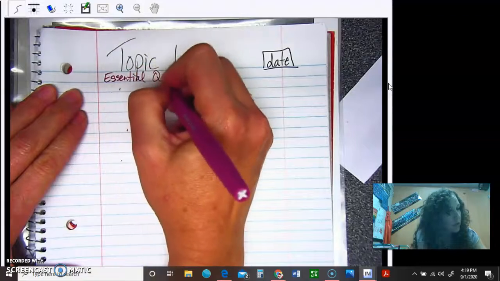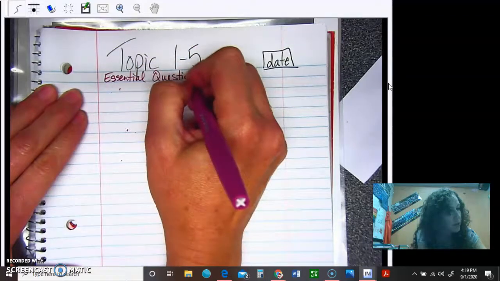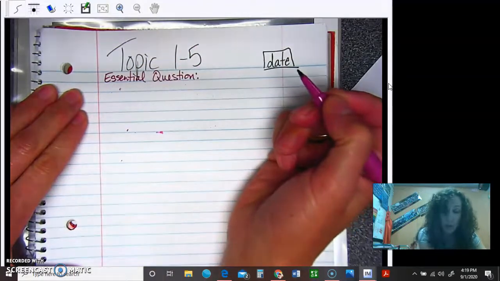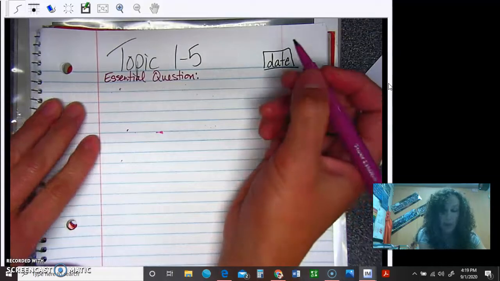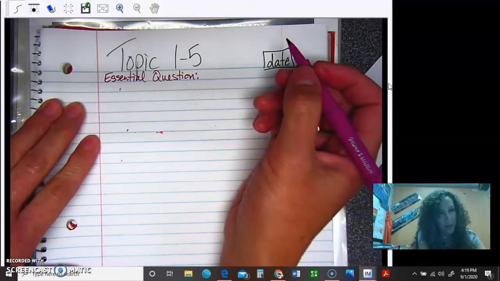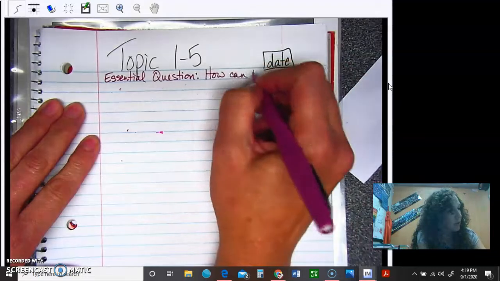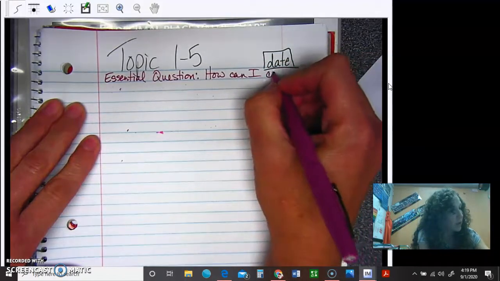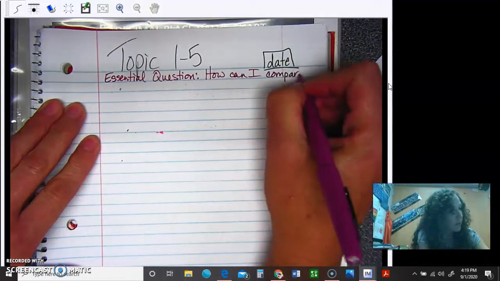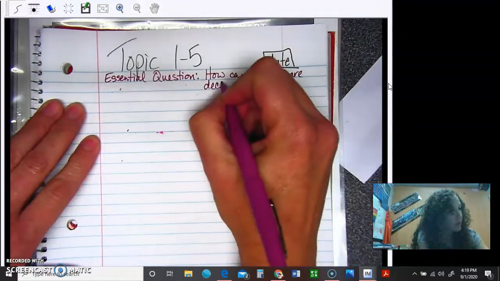Essential question. That's the question we need to keep in our head the whole time we're working in this lesson, which is, how can I compare decimals?